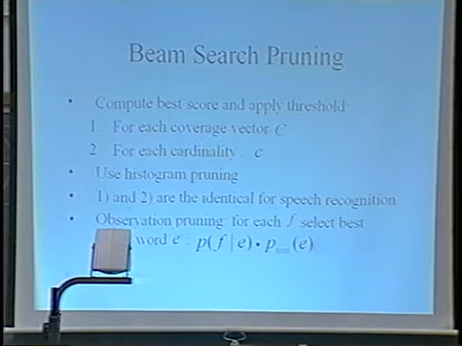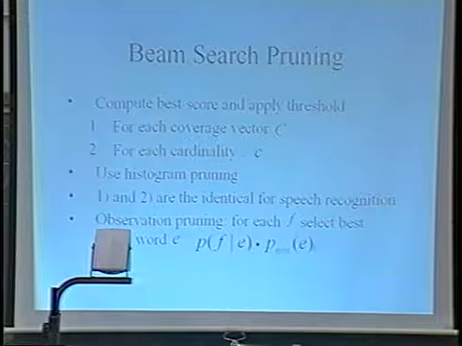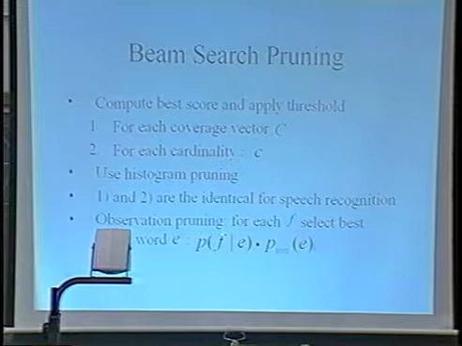And then this third kind of pruning is observation pruning. For each source word f, I select only a restricted number of the best target words e, according to the product of translation probability and unigram probability of the target word. I will keep only the best 12 or so. I will generate only the best 12 or so partial hypotheses for each source word f.